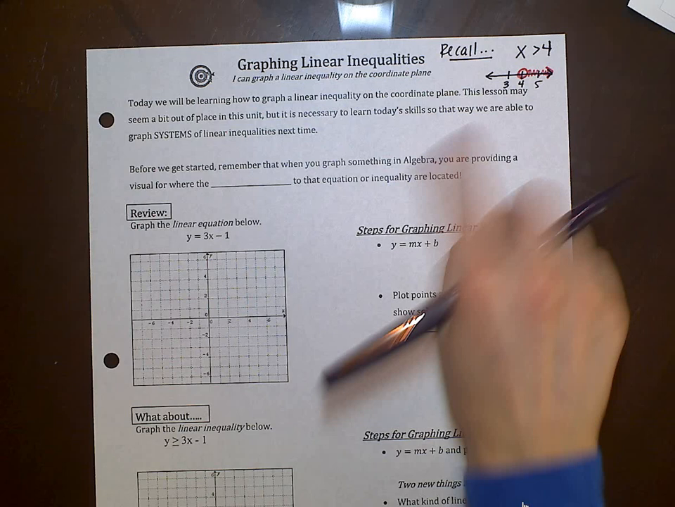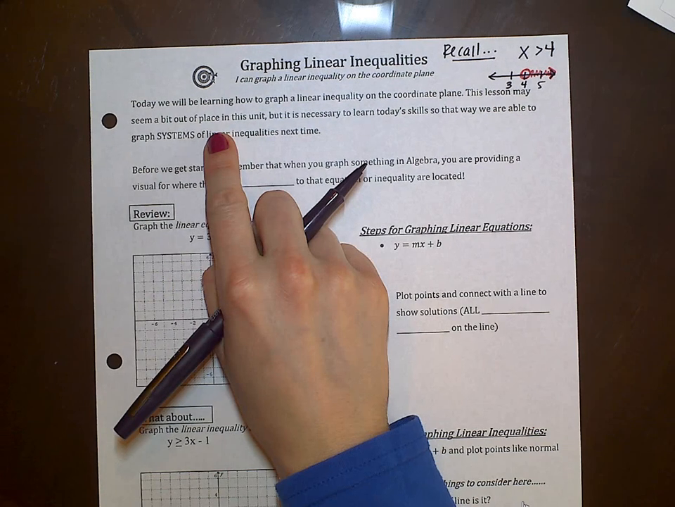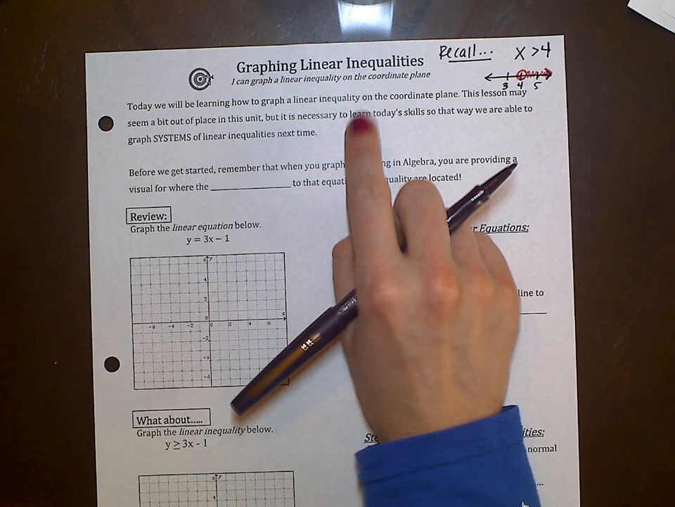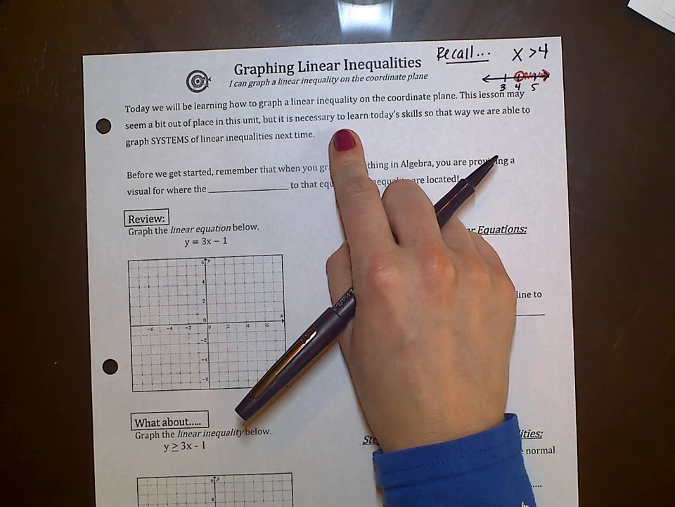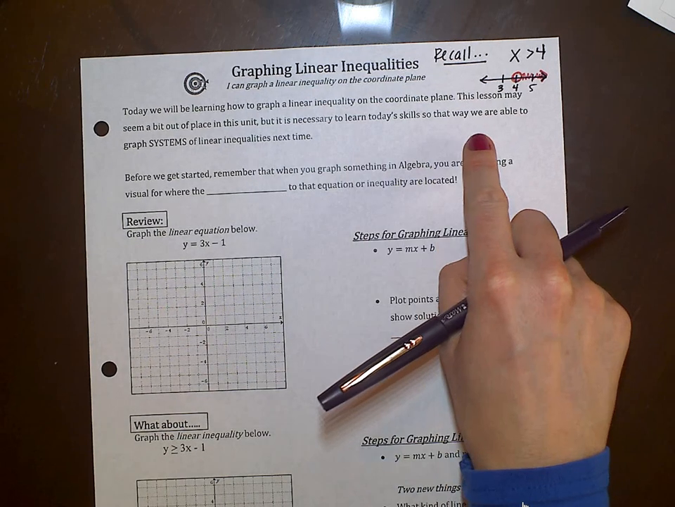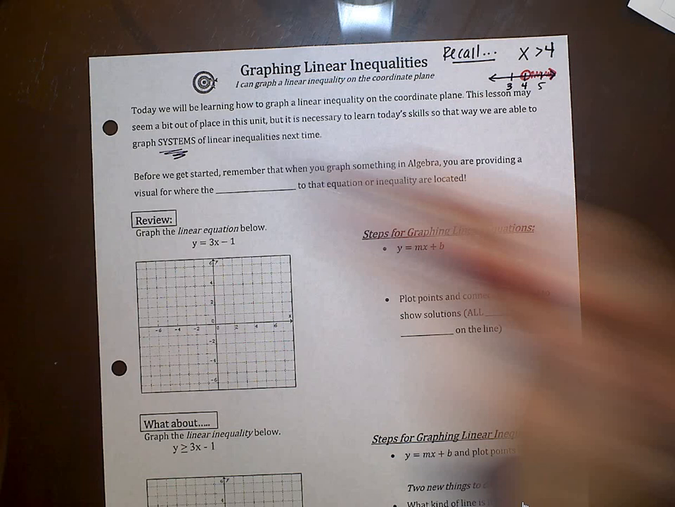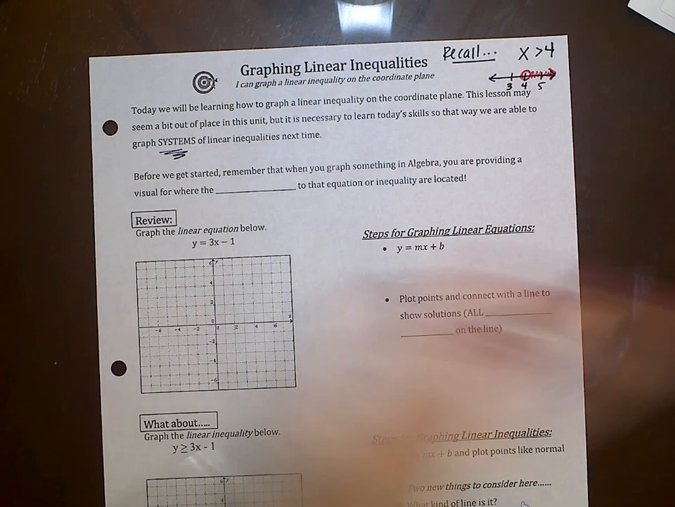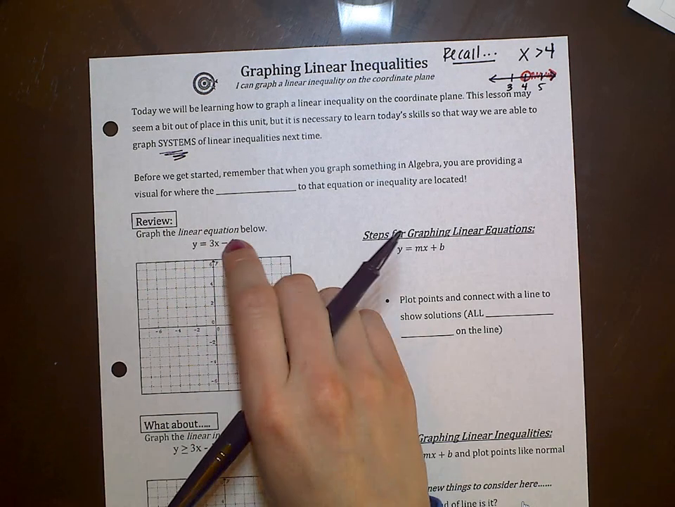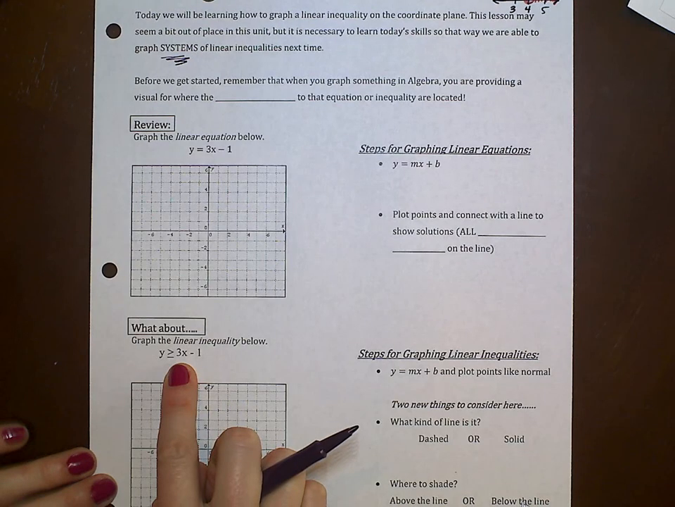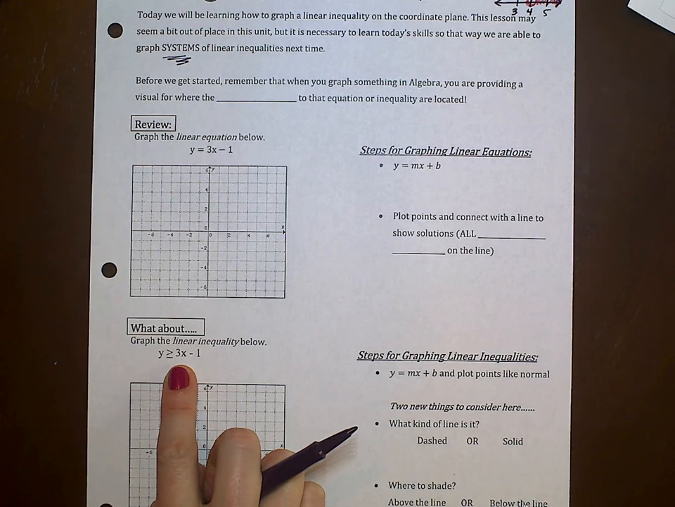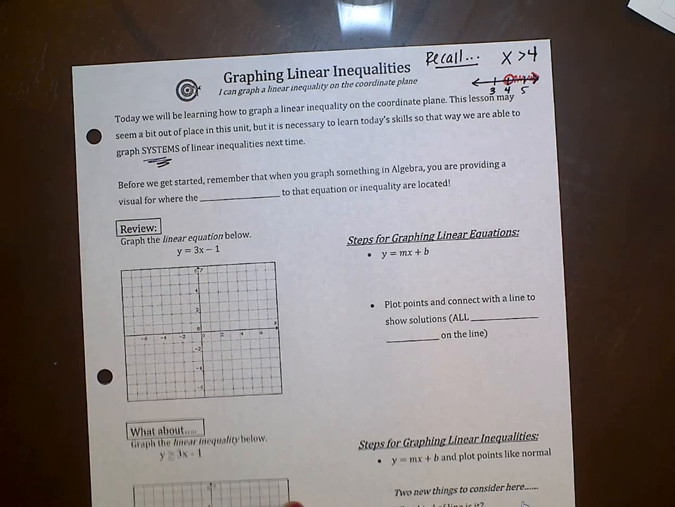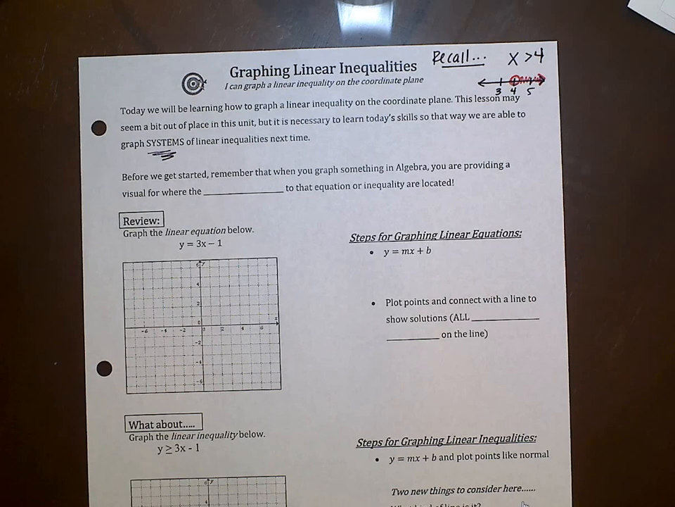Now, this lesson may seem a bit out of place because we've been talking about systems. So this is kind of like an odd lesson out, but it's necessary to learn today's skills so that way you can graph systems of inequalities next time, which is the very last lesson of the whole semester. So today we're just going to learn how to graph one linear inequality, but next time we're going to graph systems of linear inequalities, 2 of them. So it actually does fit in with this unit. This specific lesson on its own, though, might just seem a bit off.